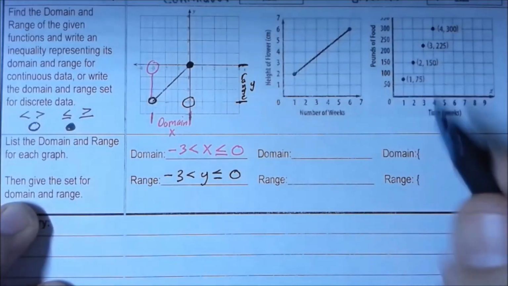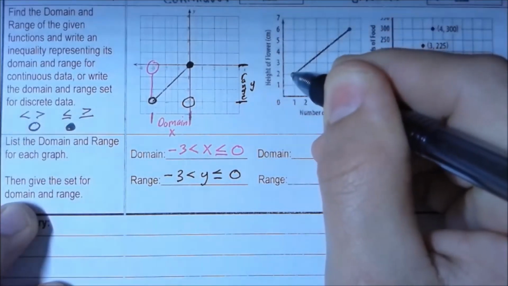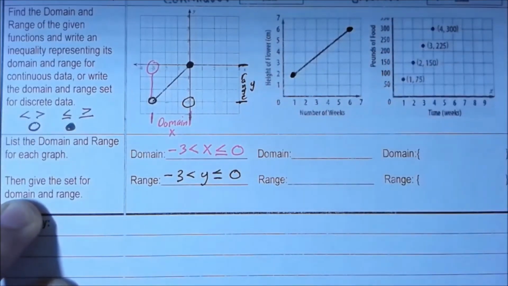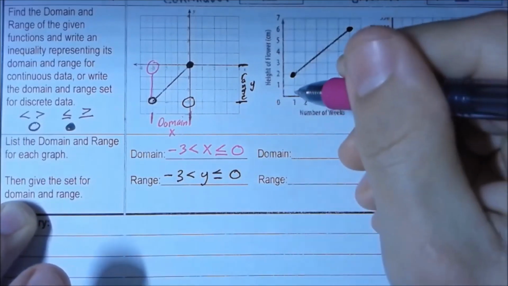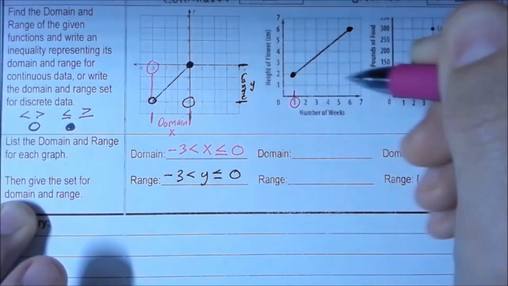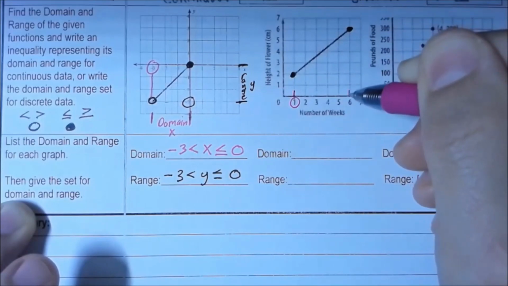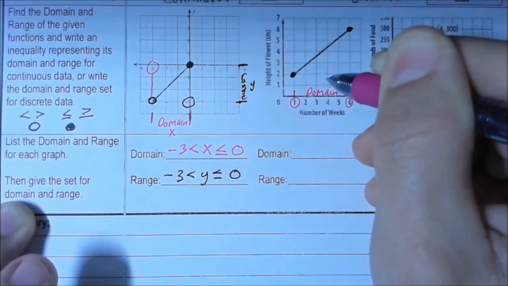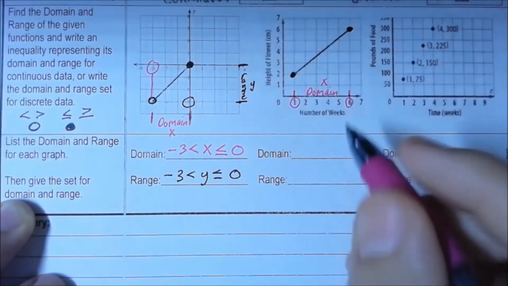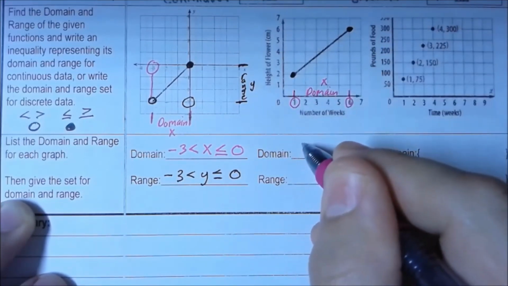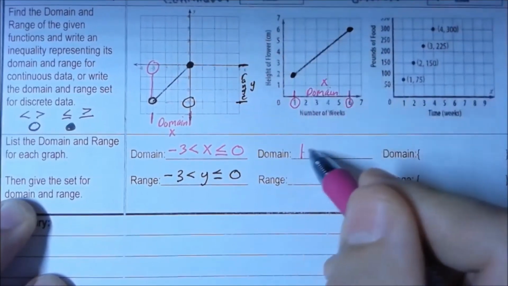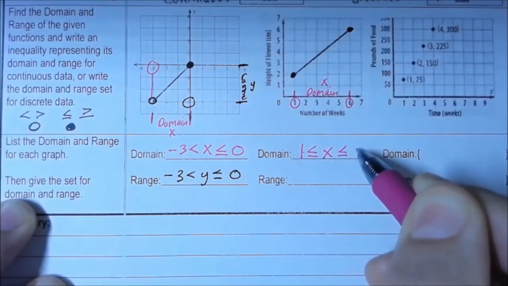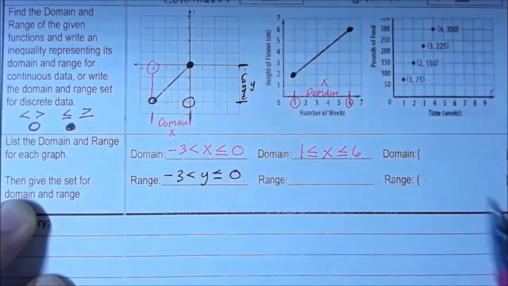So let's look at the next one. On this next one, we have closed dots on both sides. There's a closed dot, there's a closed dot. So for my domain, I'm going to be looking from this point, which is 1, all the way to where it ends, which is this point, which is 6. And that's going to be my domain, which is my x values. So I'm going to say my lowest number is 1, and since it's a closed dot, I'm going to say 1 is less than or equal to x, which is less than or equal to our biggest number, which is 6.